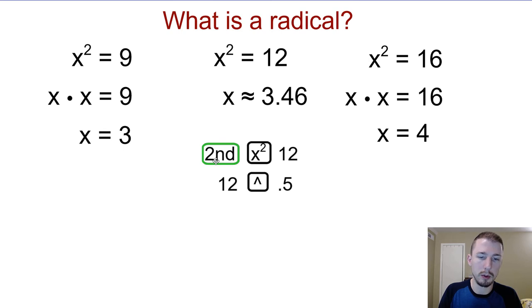So the buttons you might push would be second x squared, which will give you the little radical symbol over the top, 12, or you can do 12 caret to the 1/2 power of 0.5. If you're putting it in on your phone, you might have to put 12 in first and then hit the radical button, and it'll give you the 3.46 if you're doing it on Android or iPhone.